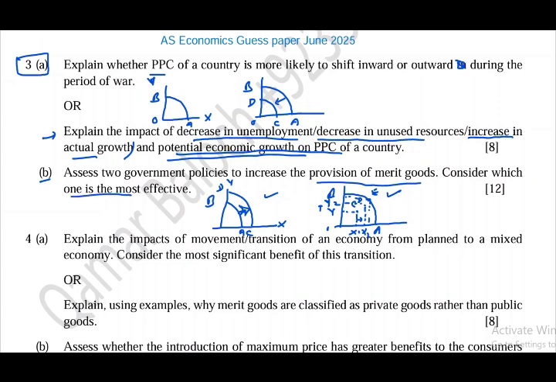Consider which one is the most effective, right? So first of all, you will define what merit goods are. Merit goods are the products that are generally produced to increase positive externalities in the economy, and these are beneficial to the consumers as well as the third party.